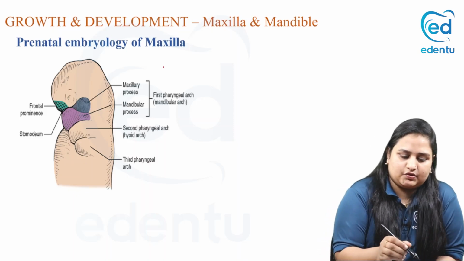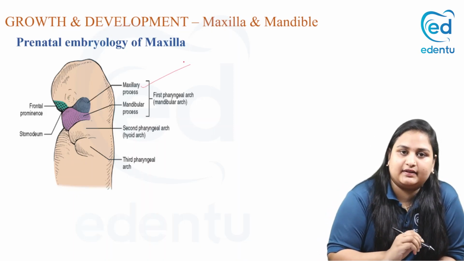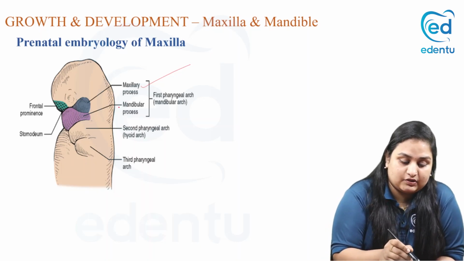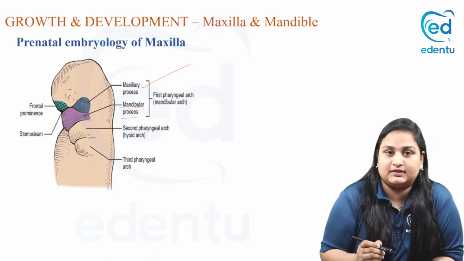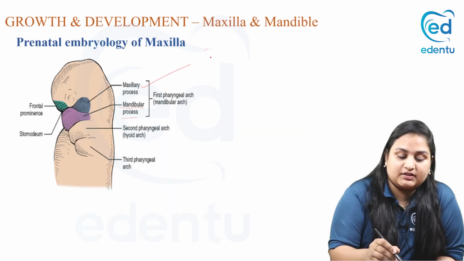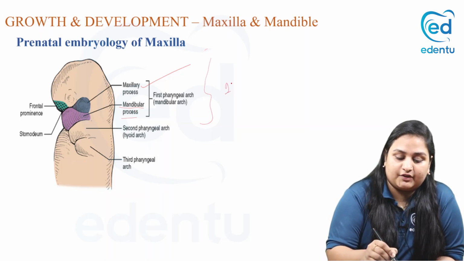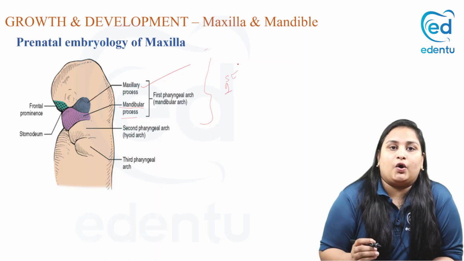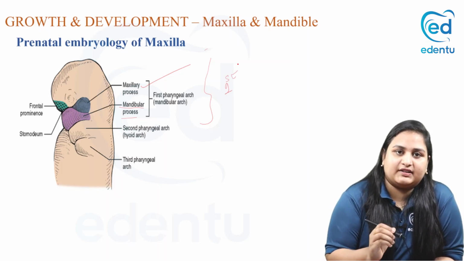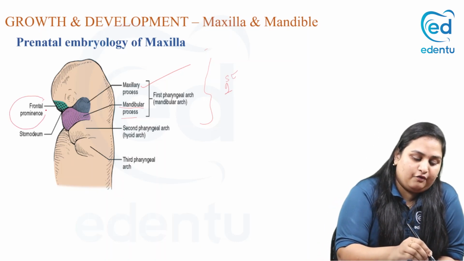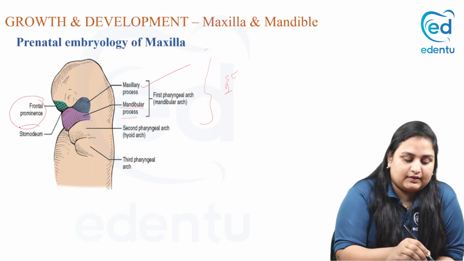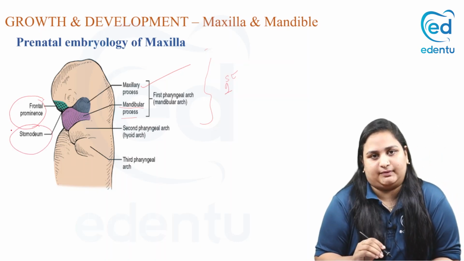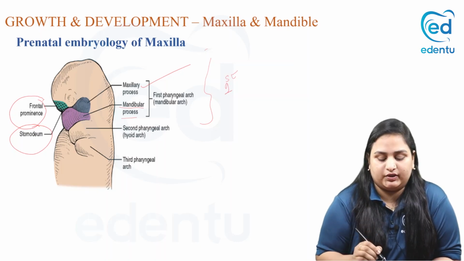Let's see the embryo now. We have first the maxillary process, which grows from the ventral aspect of the mandibular process, which is also a derivative of the first pharyngeal arch. Now, what are the parts of the embryo? Here we have the frontal prominence and the stomodium, which is clearly defined at this stage of embryonic development. Let's compare it with an adult.